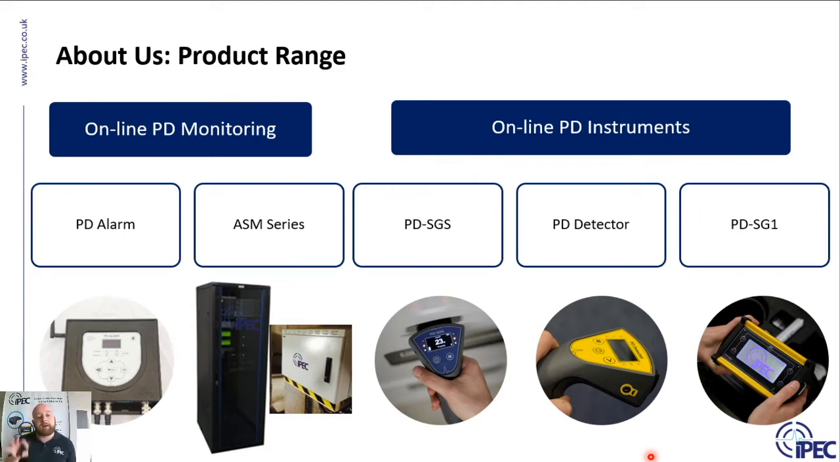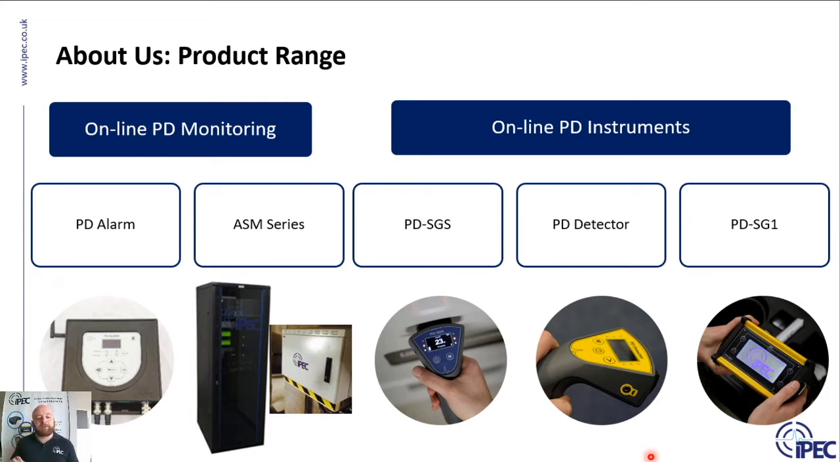Then on the right hand side, we've got the instrumentation. So our online PD instruments, PDSGS, PD detector and PDSG1. The main difference between these devices is really the type of data you're getting out, how you're getting it out and how you're processing it. So the PDSGS is the first line, very simple handheld device for quick spot testing of assets. The PD detector has the same functionality as the SGS, but also allows you to view more advanced data, record it onto a mobile phone, stream it onto a mobile phone, and also save it into the database against particular assets as well. So it gives you that connectivity in the range.